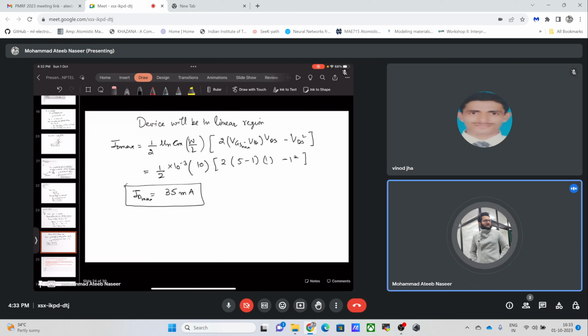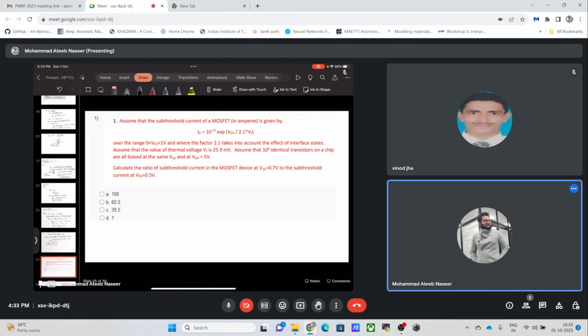Now let's move towards another problem. It says that we have to assume that the subthreshold current of the MOSFET in amperes is given by this expression, which is ID equal to 1.5 times 10 to the power of minus 15 into exponential of VGS by 2.1 VTH. And this is over the range of VGS between 0 to 1 volt.